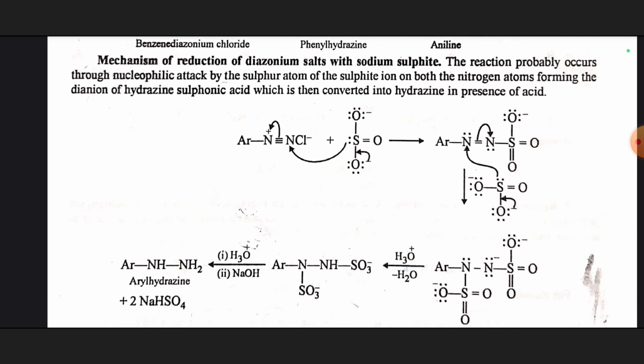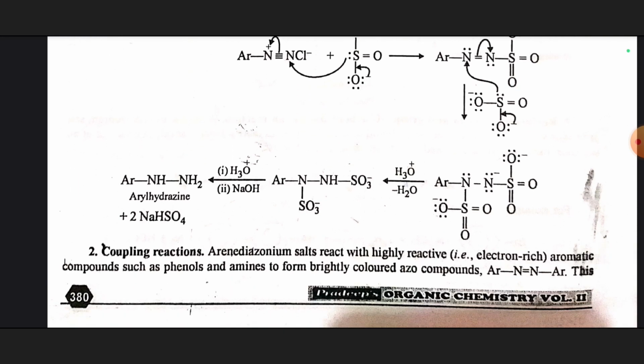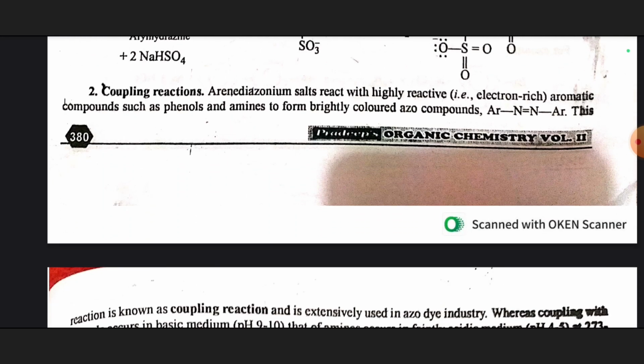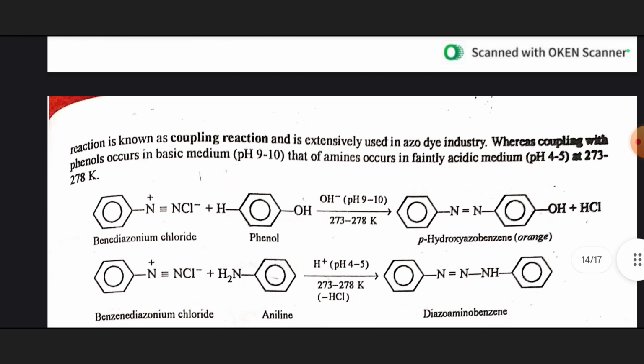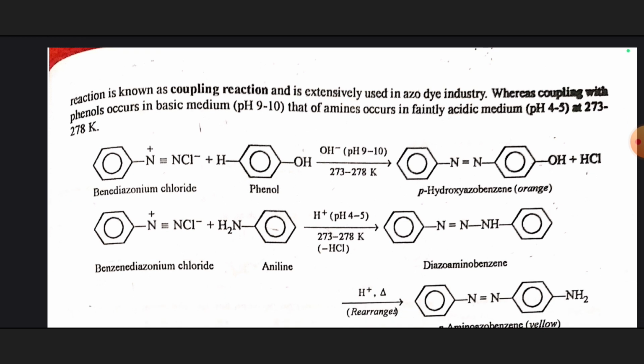The reaction probably occurs through nucleophilic attack by the sulfur atom of the sulfite ion on both the nitrogen atoms, forming the dianion of hydrazine sulfonic acid, which is then converted into hydrazine in presence of acid. Second, coupling reaction. Arene diazonium salt reacts with highly reactive aromatic compounds such as phenols and amines to form brightly colored azo compounds. This reaction is known as coupling reaction and is extensively used in azo dye industry.